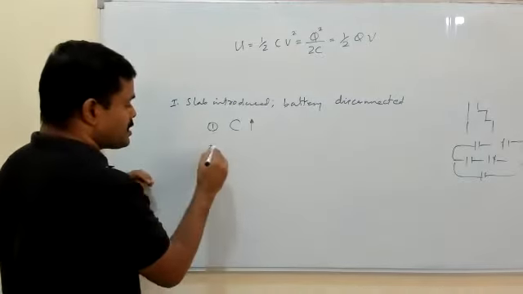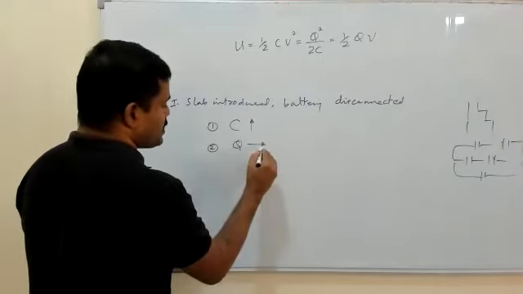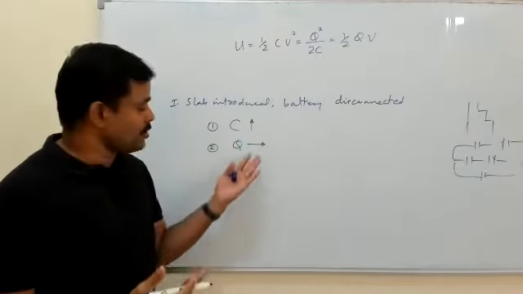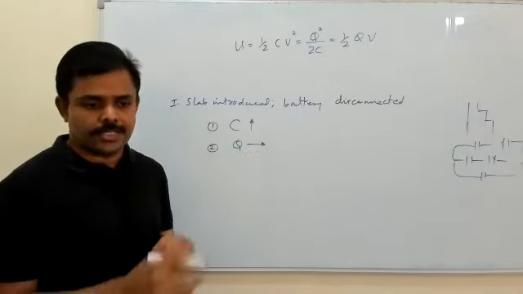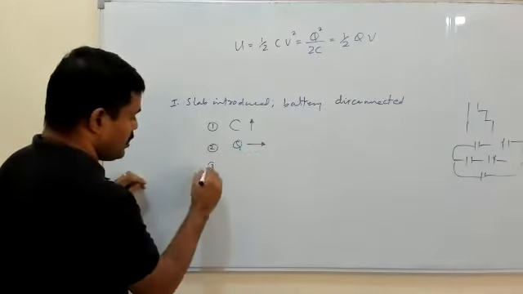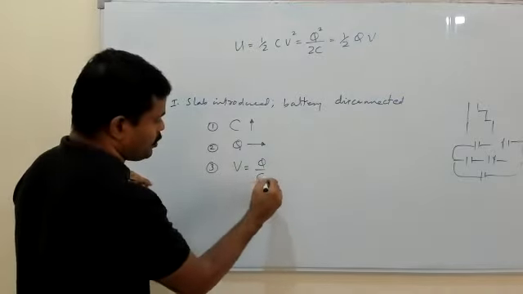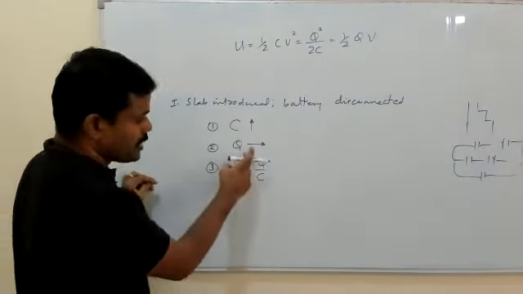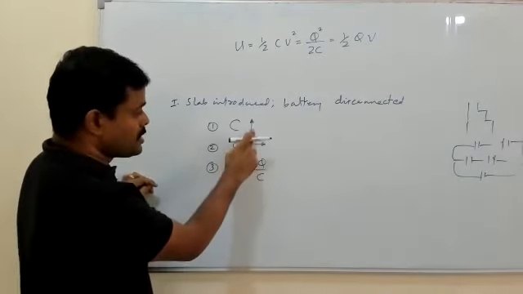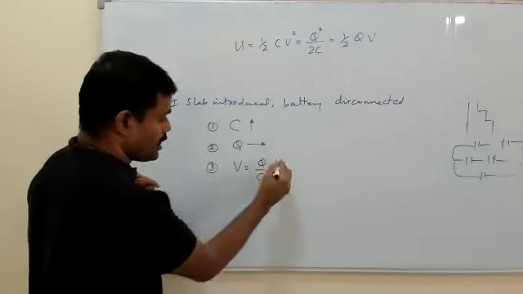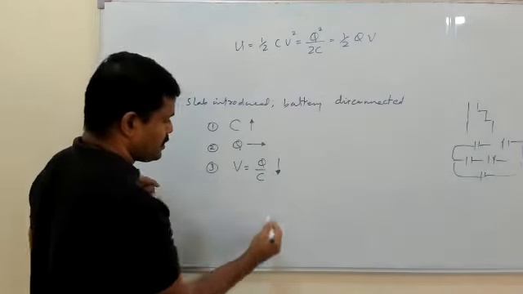And then battery disconnected. I told you, if battery is disconnected, there is no further flow of charges. So charge will stay constant. Third point, C and Q are written. So V will be what? V is equal to Q by C. Q is a constant. C is increasing. Denominator is increasing means voltage is decreasing. Look at that.